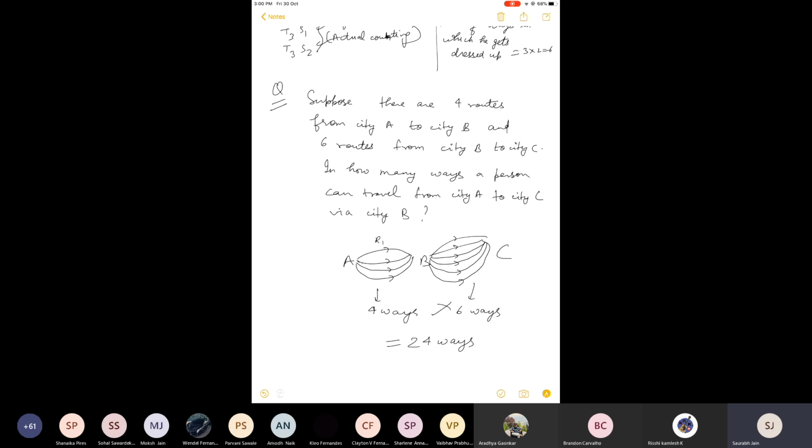And if someone is interested in actual counting and wasting their time, then they can do this. They can give names to the routes like this. So the journey can be completed like A to B from R1 and B to C from R1 dash. So out of the 24 ways, one of them is R1 R1 dash, then R1 R2 dash, then R1 R3 dash, and this can go on. And how many will you write? 24 combinations here. Okay, 24 routes. Instead of this actual counting, I am going for the multiplication theorem.